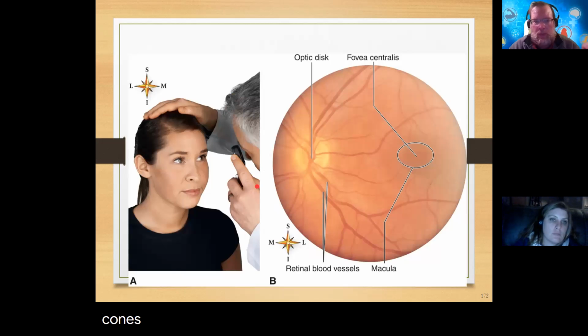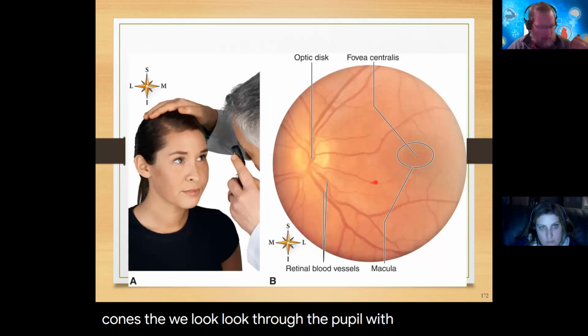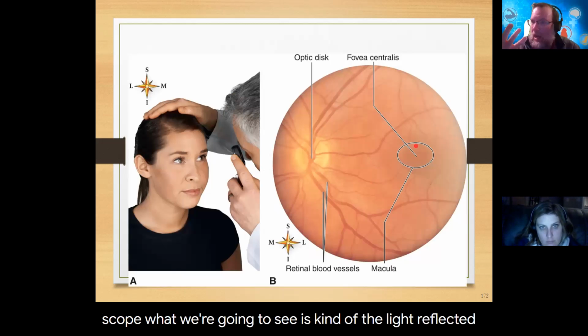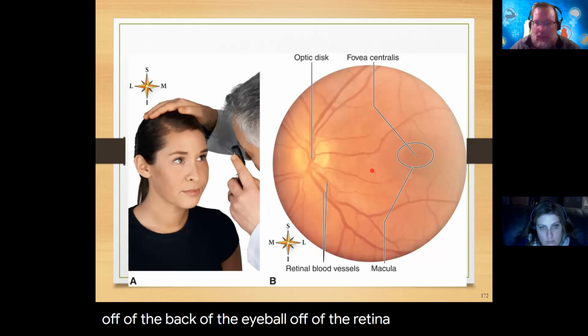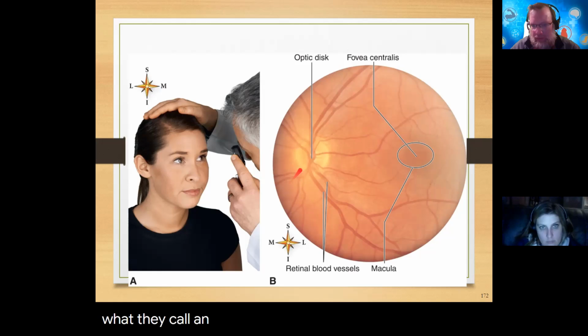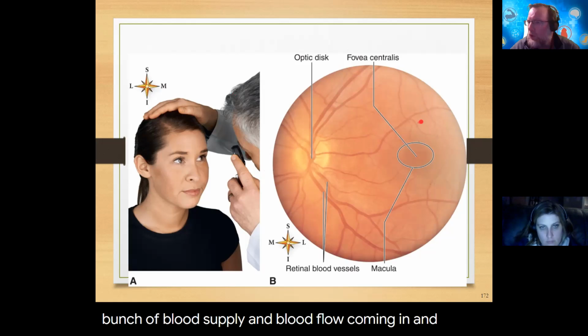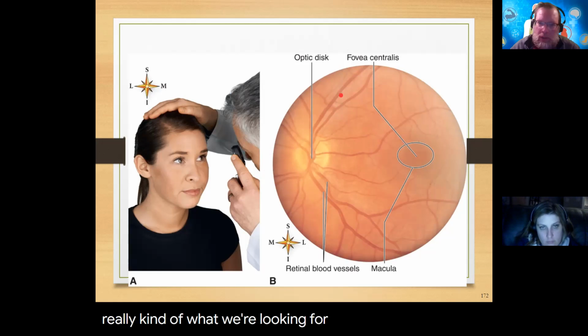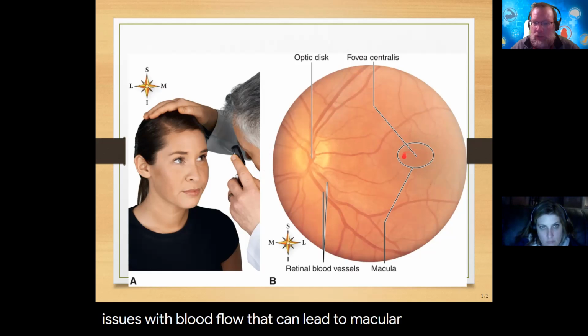And when we look through the pupil with our ophthalmoscope, what we're going to see is the light reflecting off of the back of the eyeball, off of the retina. And so we see what they call an optic disc. This is where we find a whole bunch of blood supply and blood flow coming in. And that's really what we're looking for. When we look in the eyes, we want to hopefully see nice blood flow with these retinal blood vessels, because if we do see some issues with blood flow, that can lead to macular degeneration, which leads to blindness.